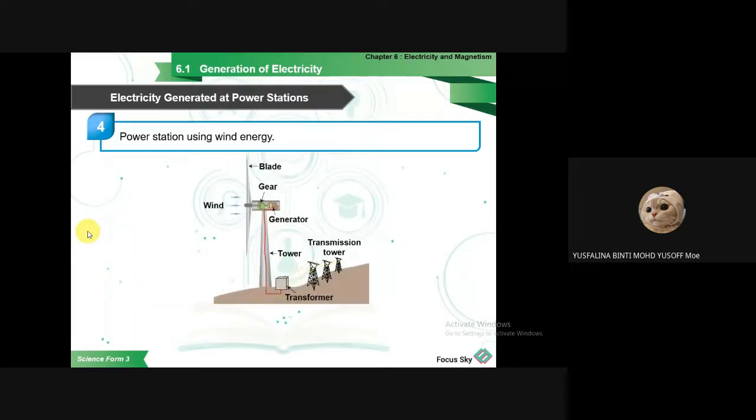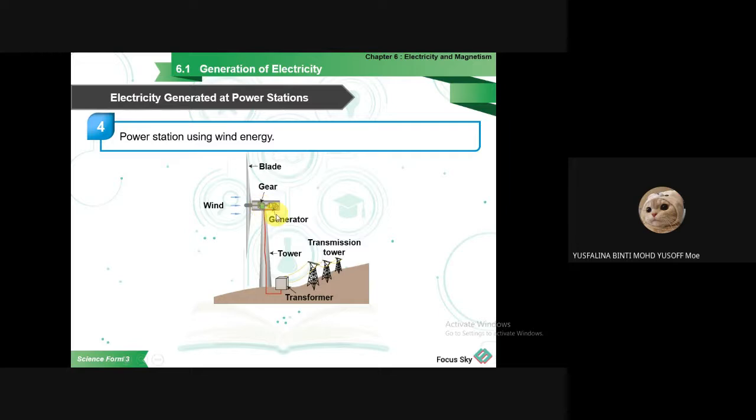Okay, all right. So the next one, the fourth one, uses wind energy. For the wind, it is very simple. When the wind blows, the blade will rotate. When the blade starts to rotate, inside of it there will be a turbine, so the turbine will rotate. The gear is actually to increase the rotation of the blade, because if you just depend on the wind, it will not rotate faster. So you have to have the gear so it can rotate faster.